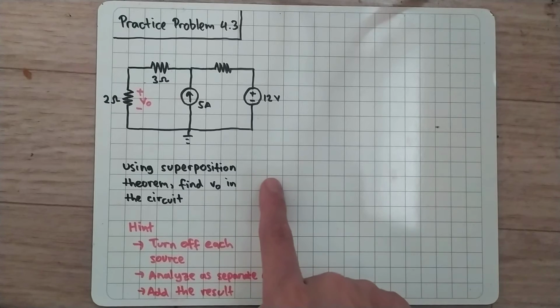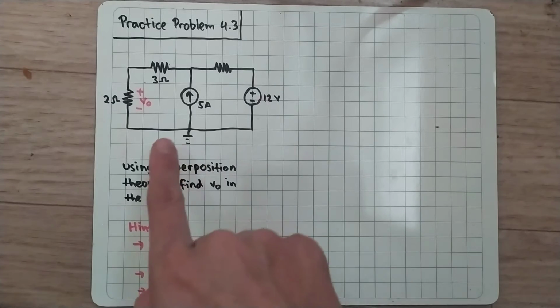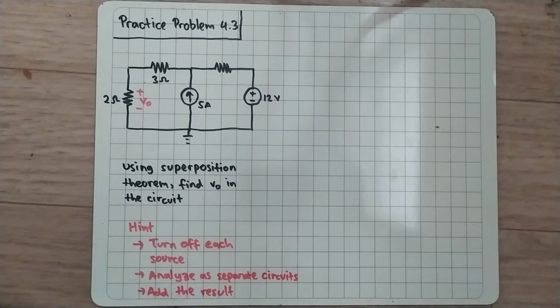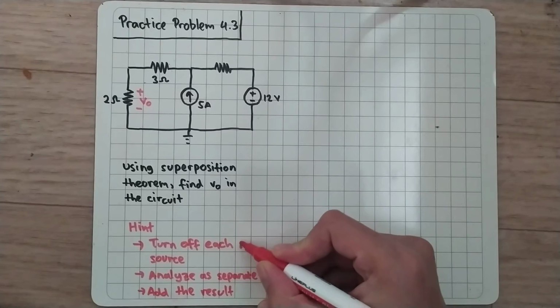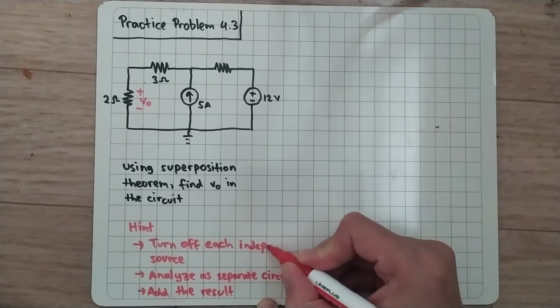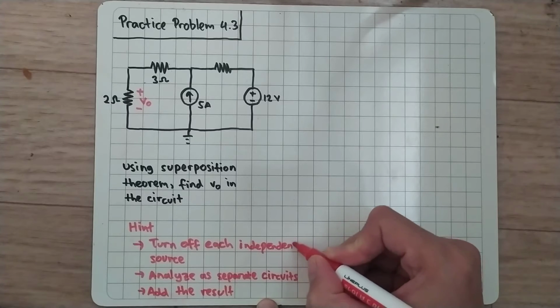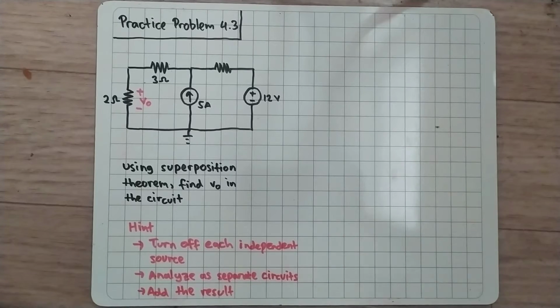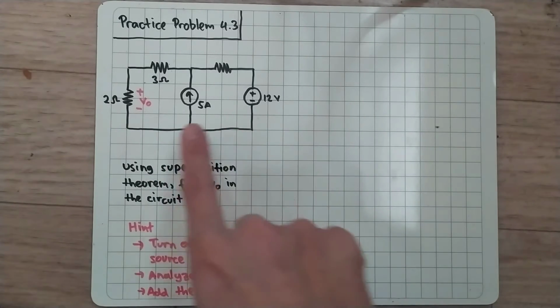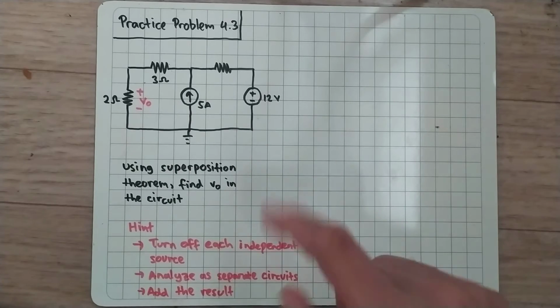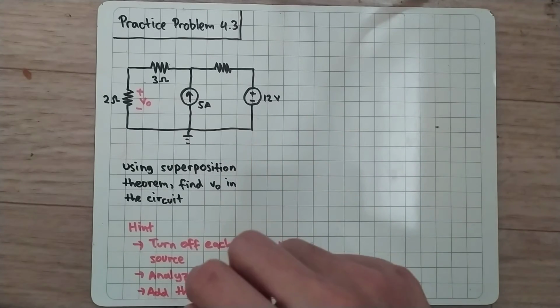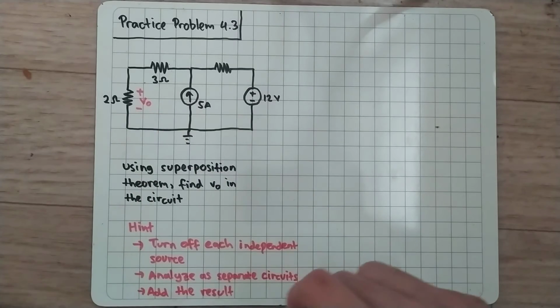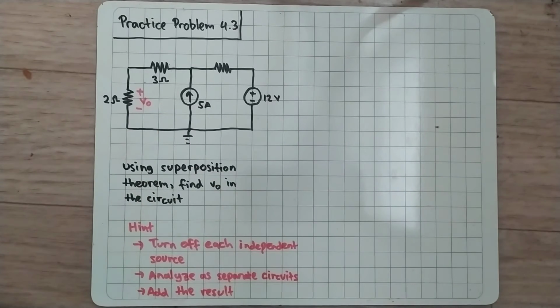If we are using superposition, we need to turn off each independent source, and then analyze them as separate circuits. So here we have two sources, one current source and one voltage source. We need to analyze them as two circuits. So first when the current source is turned off, and the second when the voltage source is turned off. And lastly, we add the result of each of the circuits.